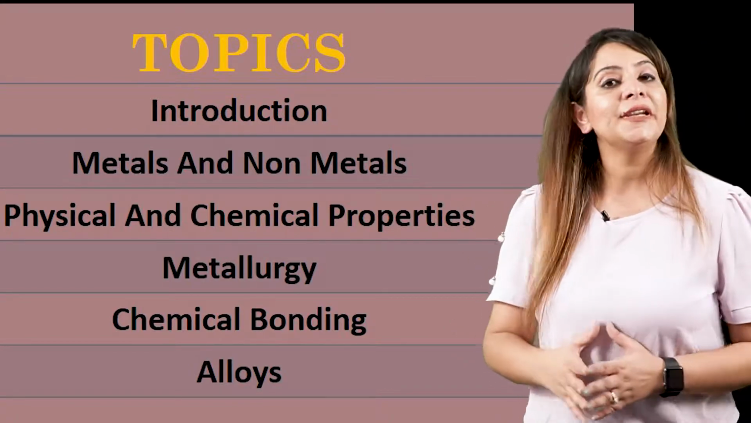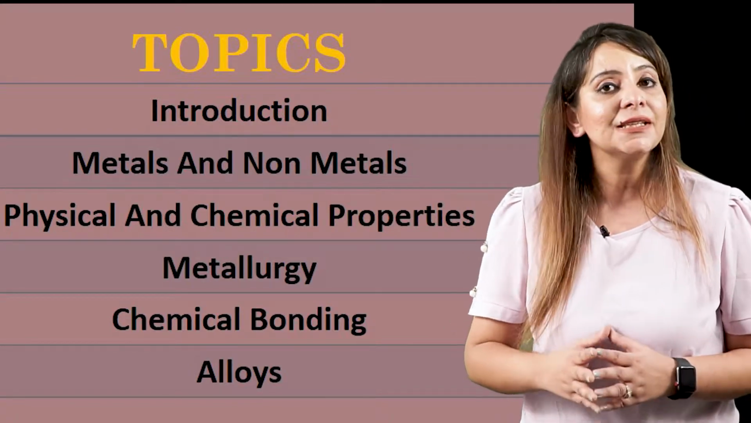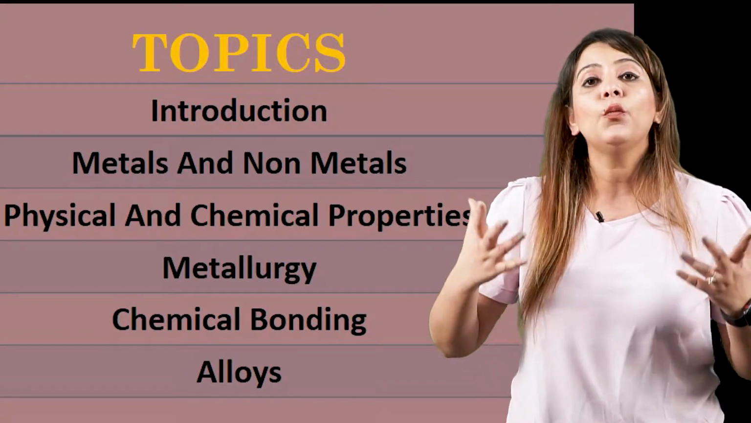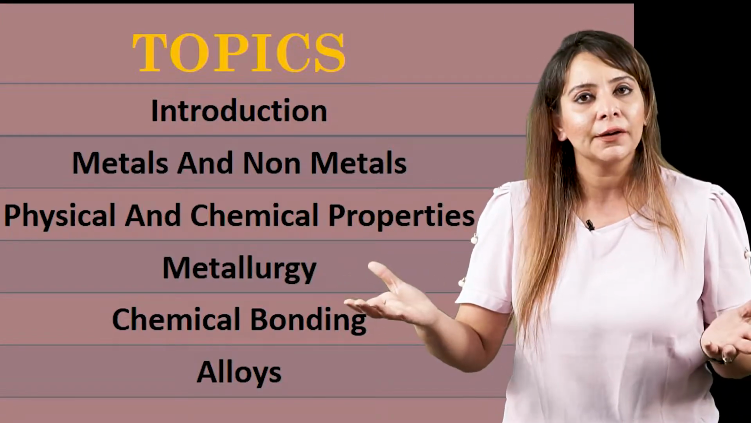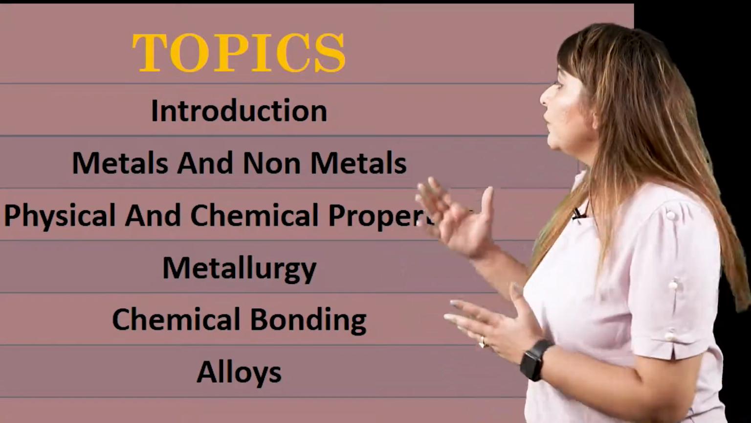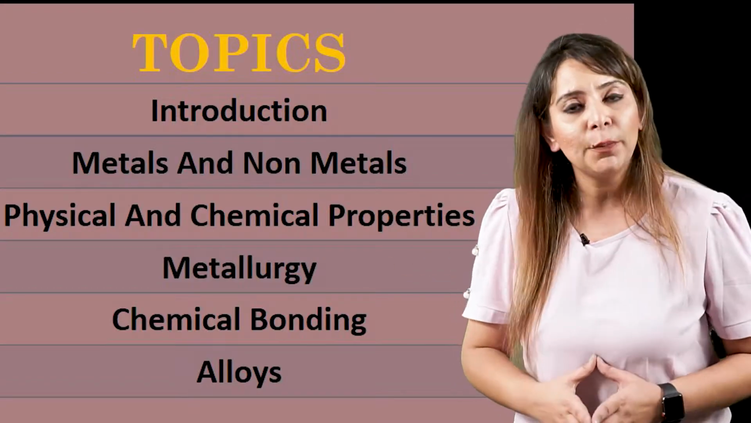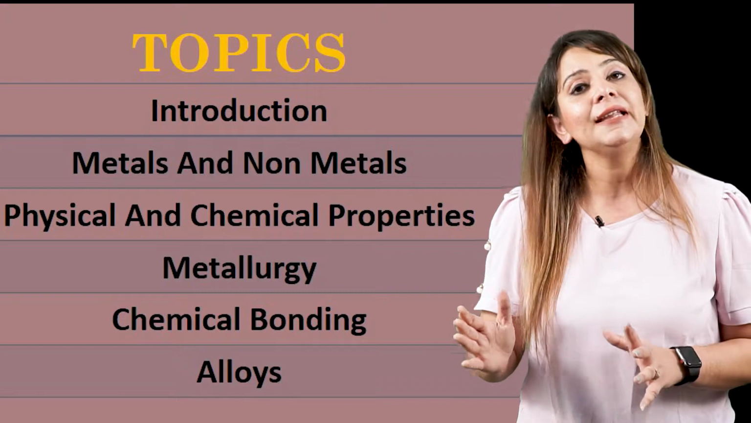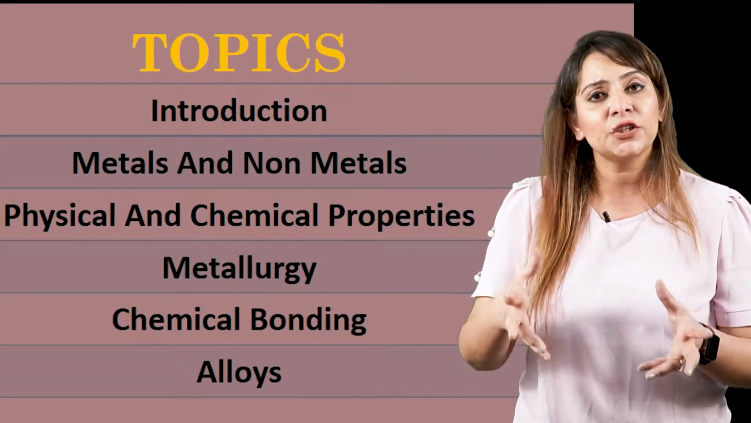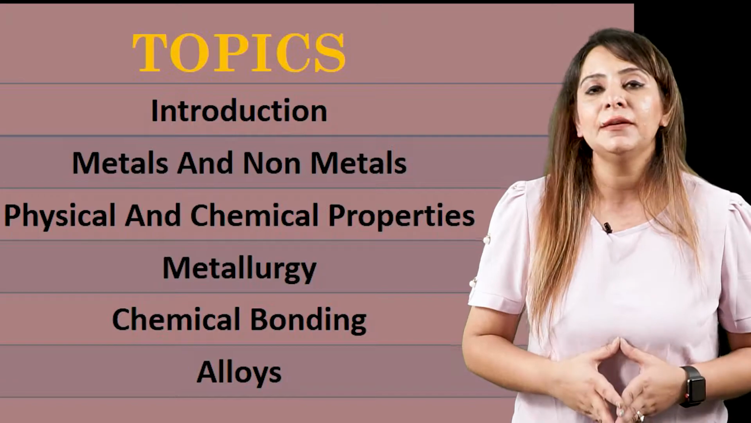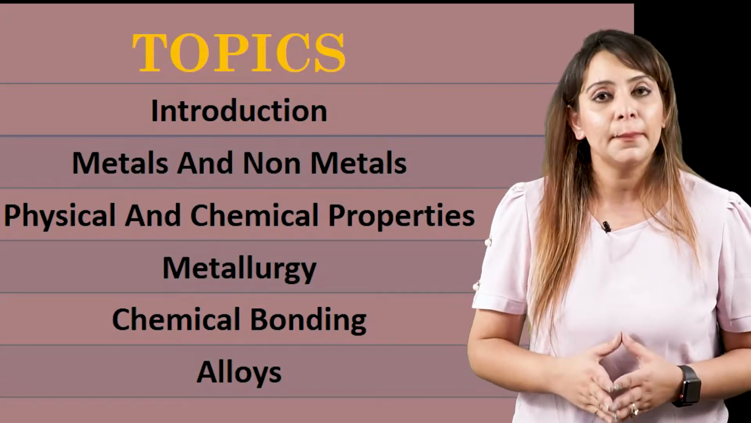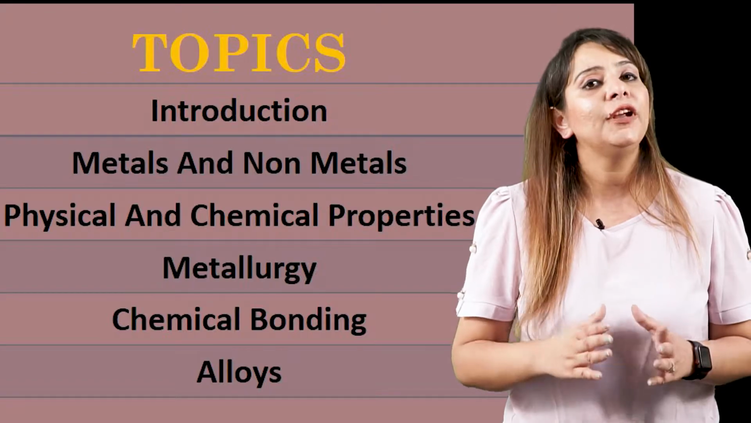The first topic we'll be taking up is the introduction about metals and non-metals, in which we'll learn what exactly metals and non-metals are. Second, we'll do the physical properties of metals and non-metals. Then we'll move on to the chemical properties. Then we'll study metallurgy, that is the process of extracting metal. Then we'll move on to chemical bonding, and the last topic we'll be discussing is alloys. So all these topics we are going to take up in this video. Let's start with the introduction first.